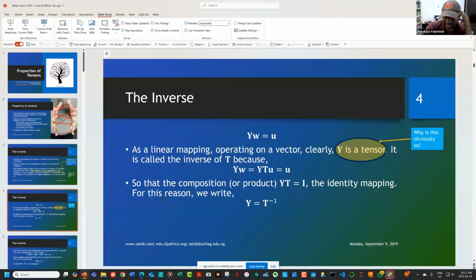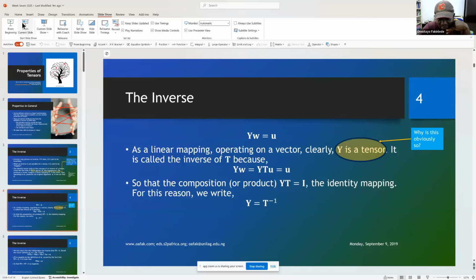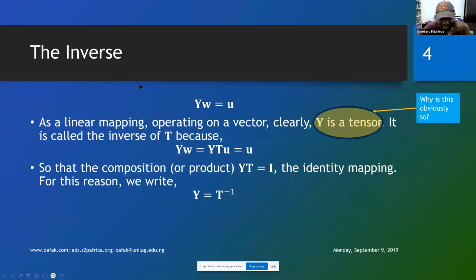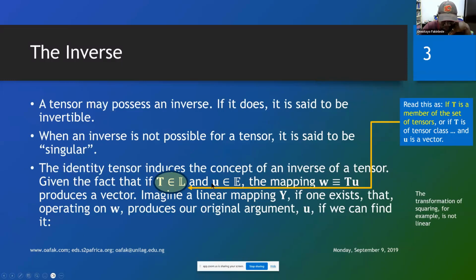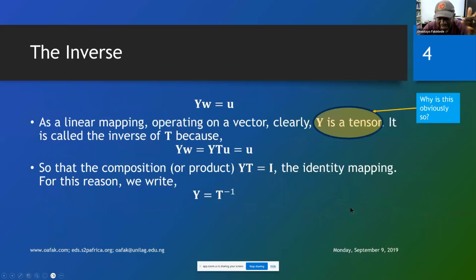So we said, imagine a linear mapping, which is also a linear transformation, if one exists, that operating on W, that is operating on a vector, produces our original argument U, which is also a vector. So it is a linear transformation, it operates on a vector, and it produces a vector. When I say it is obvious that Y is a tensor, of course it is a tensor because it is a linear mapping, and it takes a vector and produces a vector.